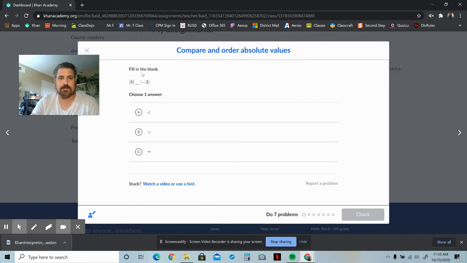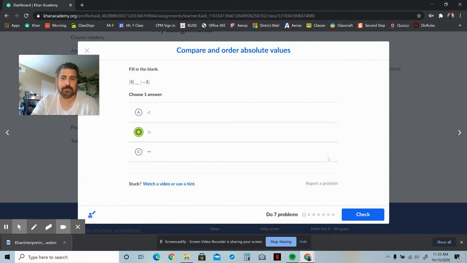So when you're looking at this one, it says fill in the blank. The absolute value of 8 is 8. The absolute value of negative 3 is 3. How far is negative 3 from 0? 3 units. Remember, distance is always positive. So you're really comparing 8 to 3, which is greater, 8. So you want the open side towards the 8. That's the greater than side. So you read this as 8 is greater than negative 3, or absolute value of 8 is greater than absolute value of negative 3.